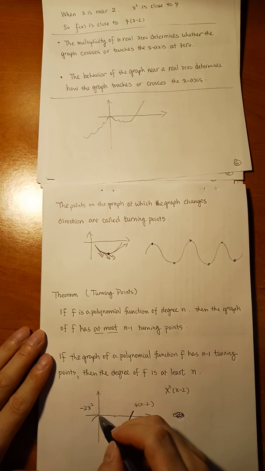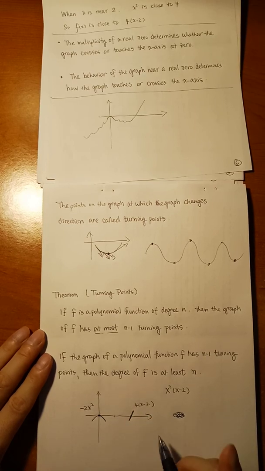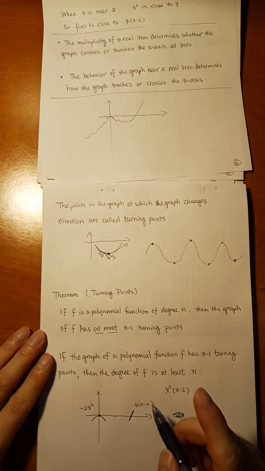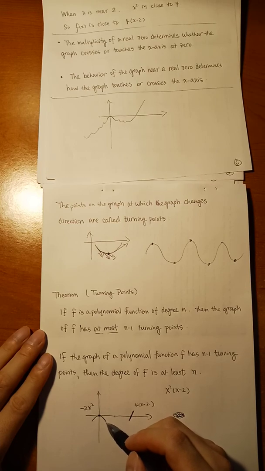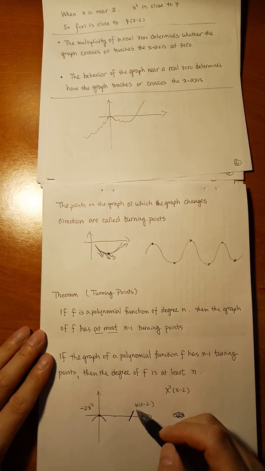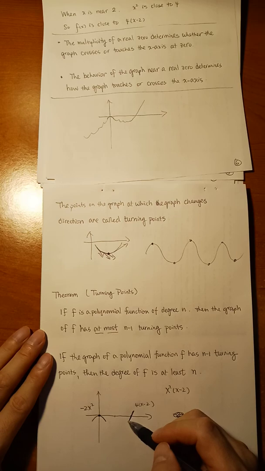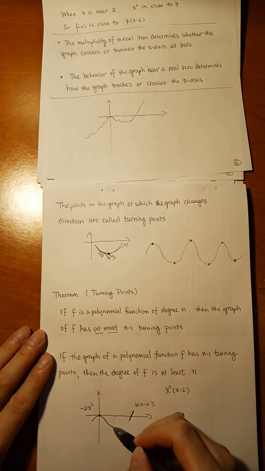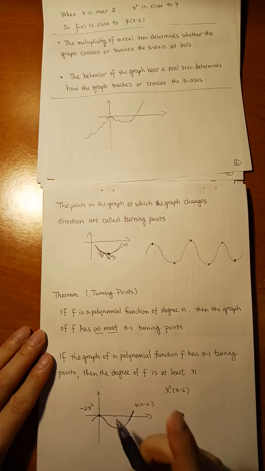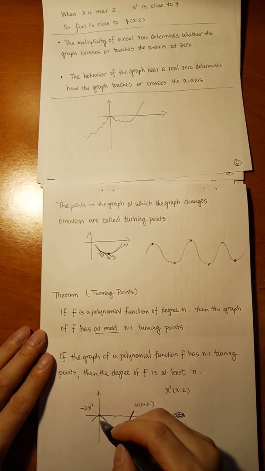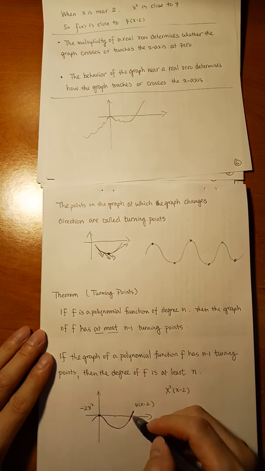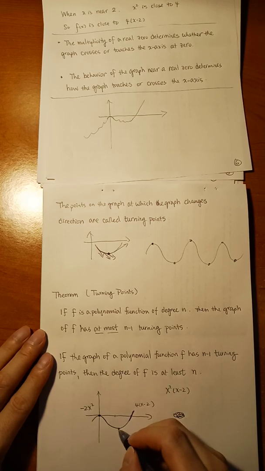Okay, so here this point is already one turning point. This part is going down, this part is going up. If you want to connect those two graphs, definitely there is one turning point. Definitely you have to go from down to up. So you have one turning point.